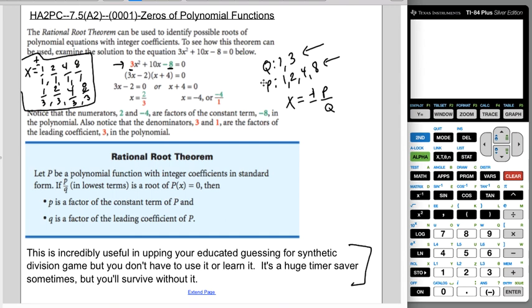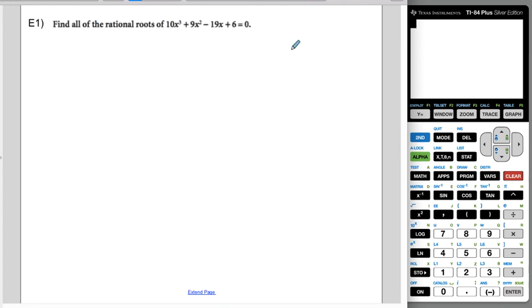So let's walk through this, and again, if you don't want to pay any attention to this, if you completely want to forget that it even exists, that's a choice and it's not a big deal. That's kind of the idea, so let's go ahead. Find all the rational roots of this thing.